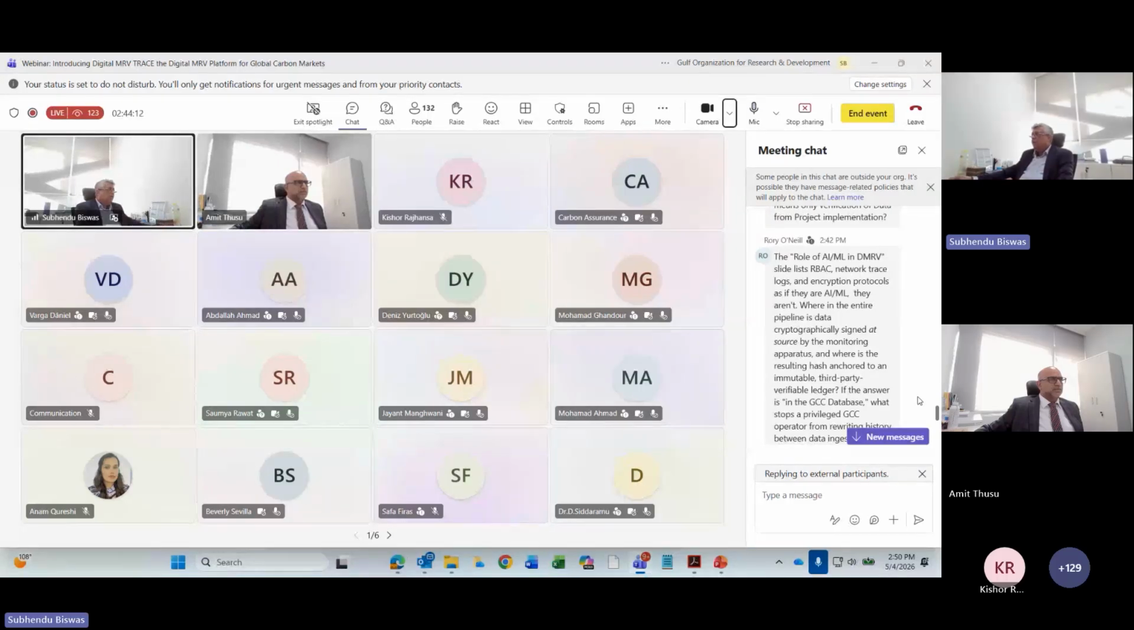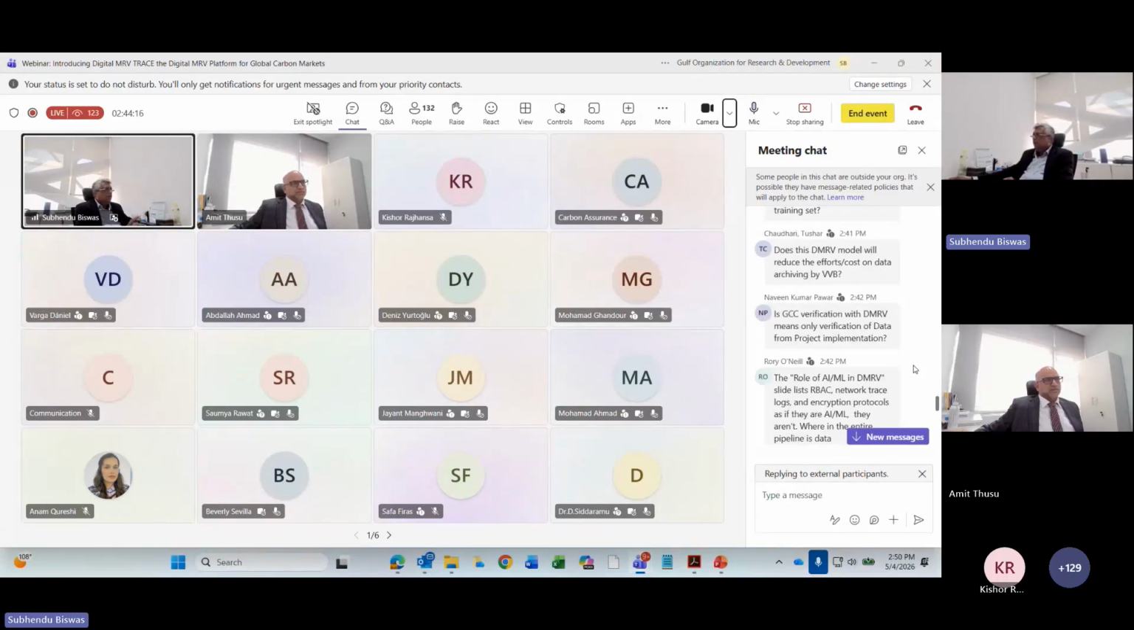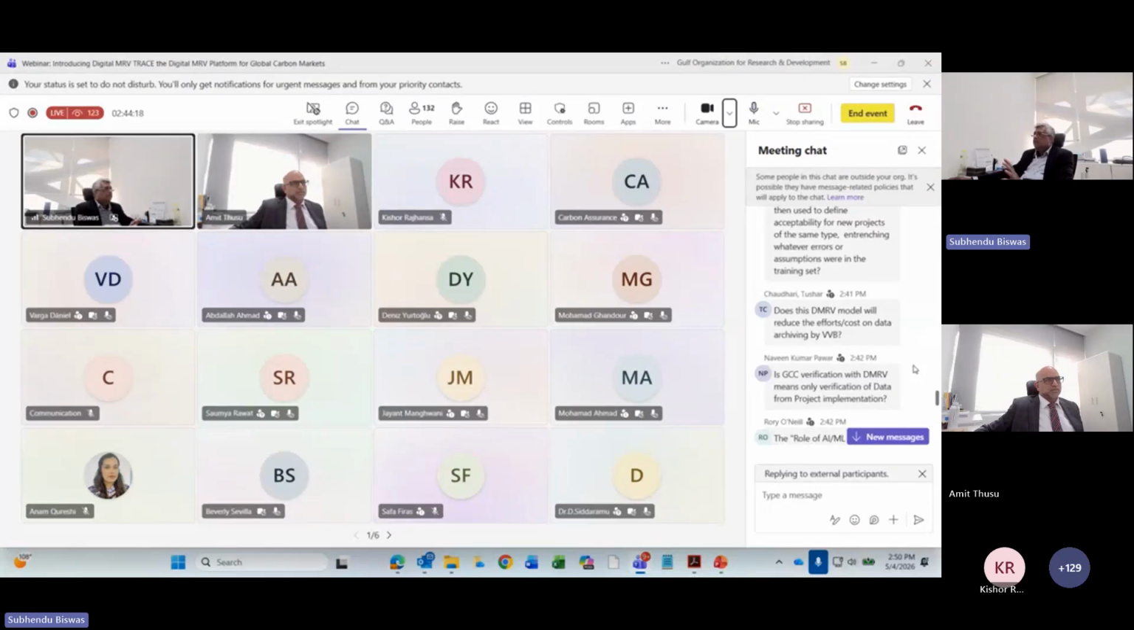How do you know that it's cryptographically signed, that it's not tampered with, how is it stored and everything. This is taken care of at the service provider's level, not at the program level, because this only deals with the carbon part of it, not the hardware and integrity, which is separately audited as a part of the service provider onboarding. So you will not find them in the methodology, you will not find them in the standard documentation, because you will find them under the approval of the DMRV solution provider.